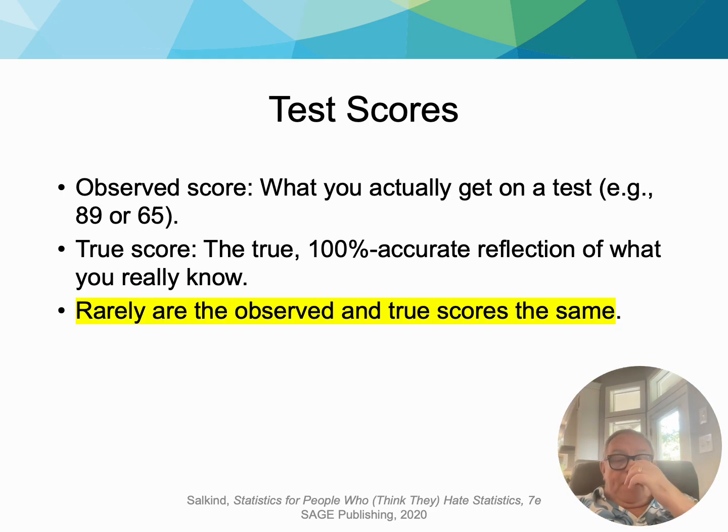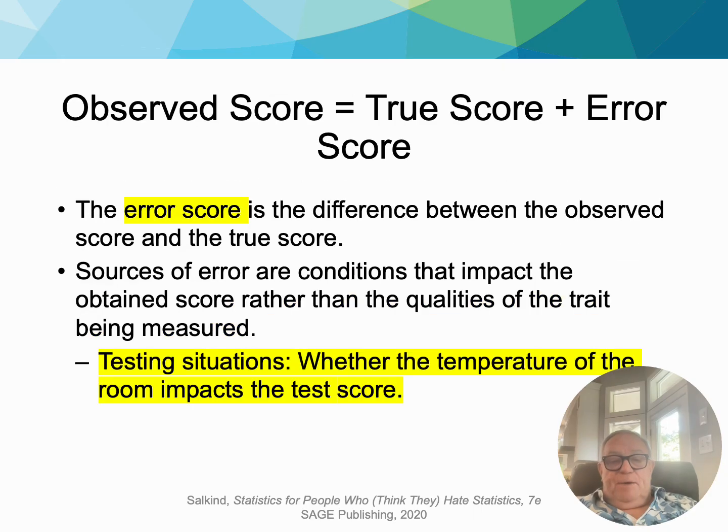Test scores. Another thing it talks about in the chapter is the difference between an observed score, what you actually get on a test. So let's say you get a score of 89 or maybe 65. The true score is 100% accurate reflection of what you really know. And so we need to recognize that rarely are the observed, that 89 or 65%, the true score. So you probably know more than you got on the test. But those are differences that we need to keep in mind.